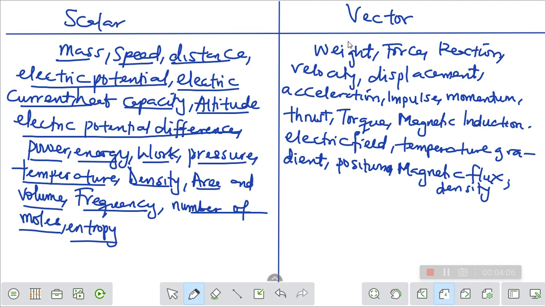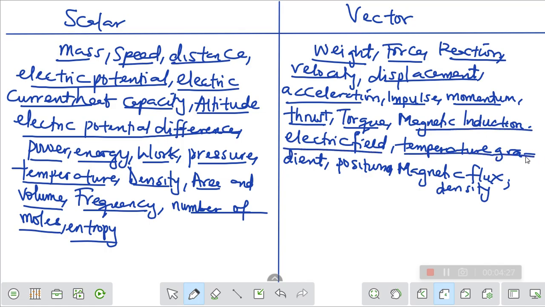Now we come to vector quantities. We have the weight, the force, the reaction, the velocity, the displacement, the acceleration, the impulse, the momentum. Please take note of all these examples. Thrust, torque, magnetic induction, electric field, temperature gradient, position, and magnetic flux density. All these are vector quantities, so they have both magnitude and direction. So please make sure you study.